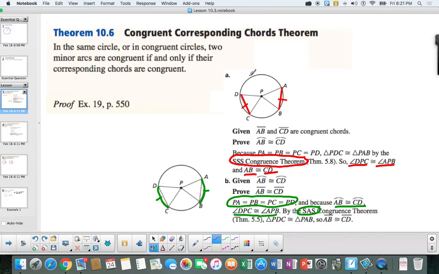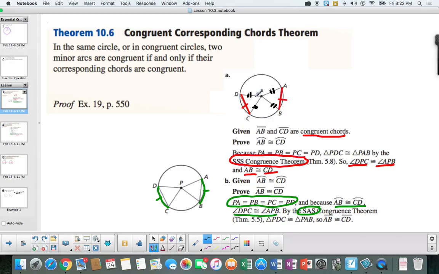So if I'm in the same circle or congruent circles, if I have congruent chords, like these red ones, then I want to prove that my arcs are congruent. We're going to do that by trying to prove the triangles are congruent. I know that all these are congruent because they are radii. So the two triangles will be congruent by SSS.